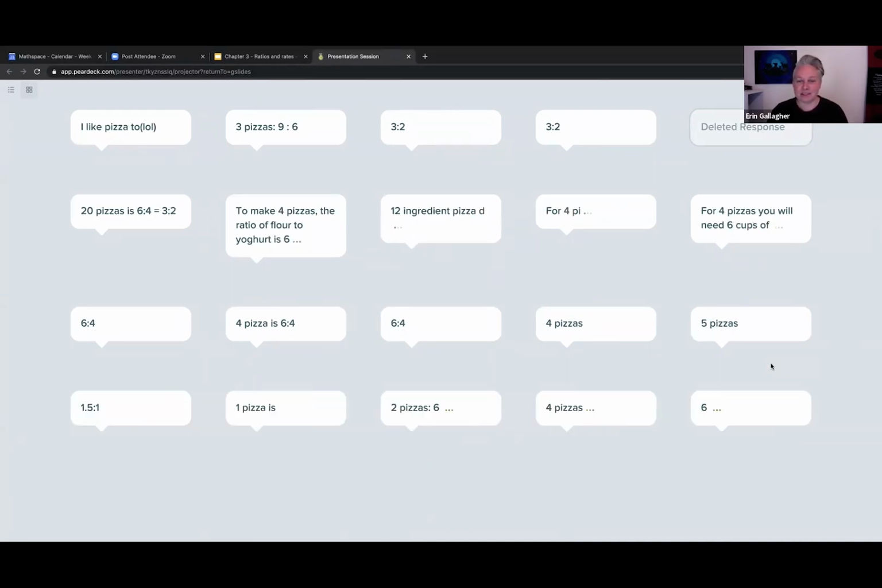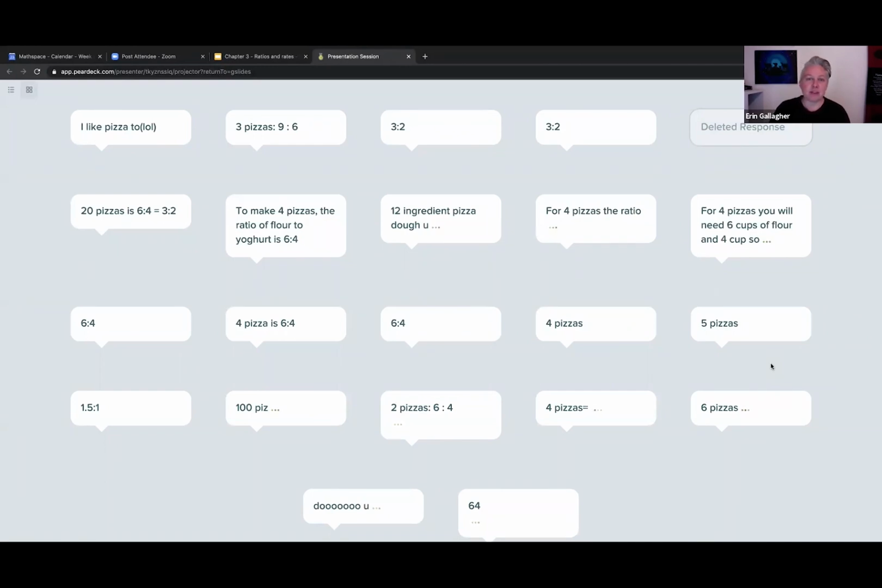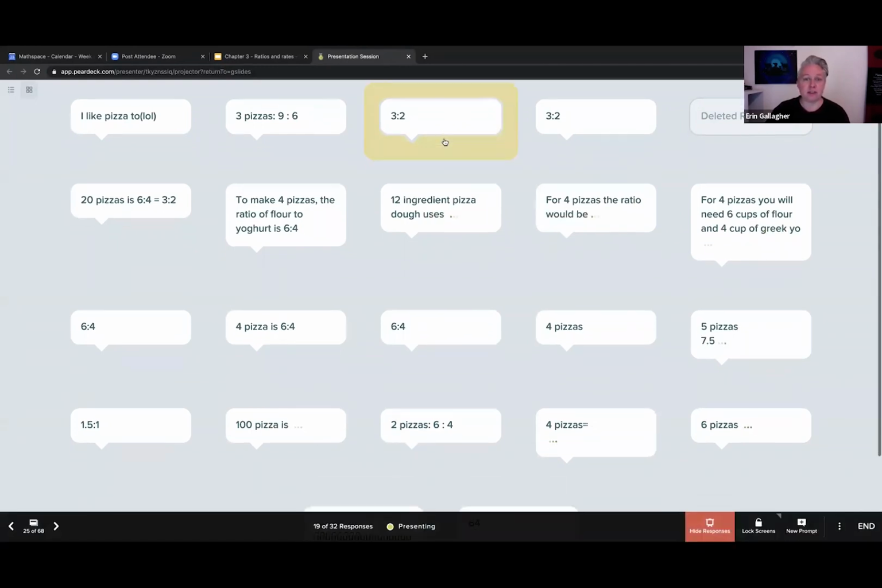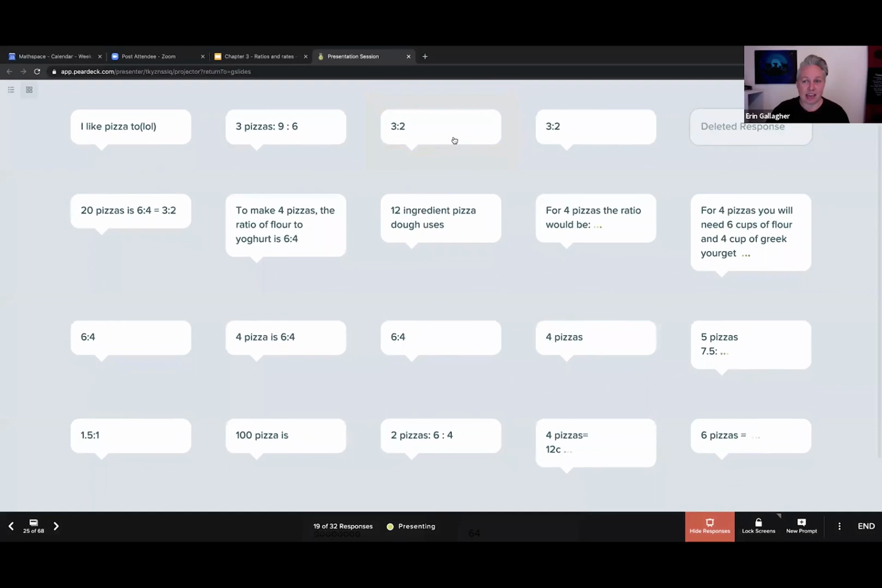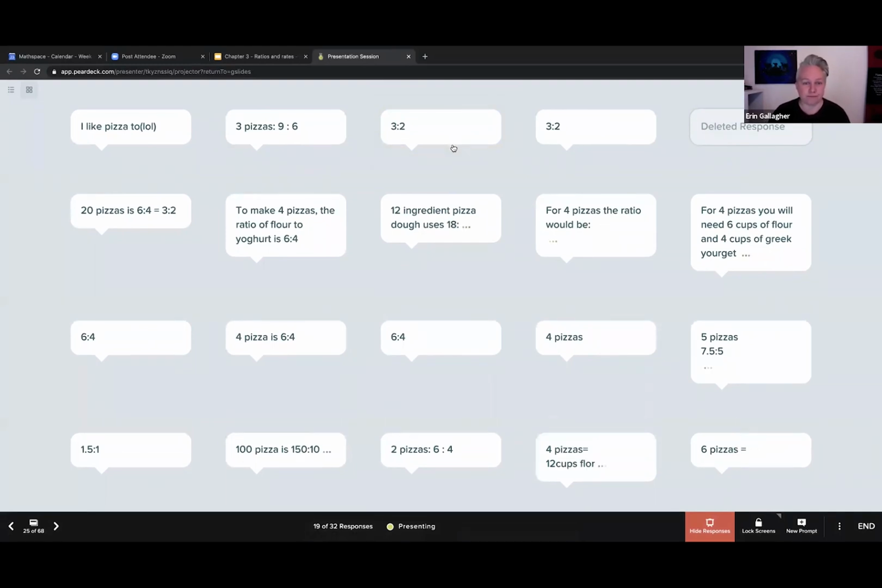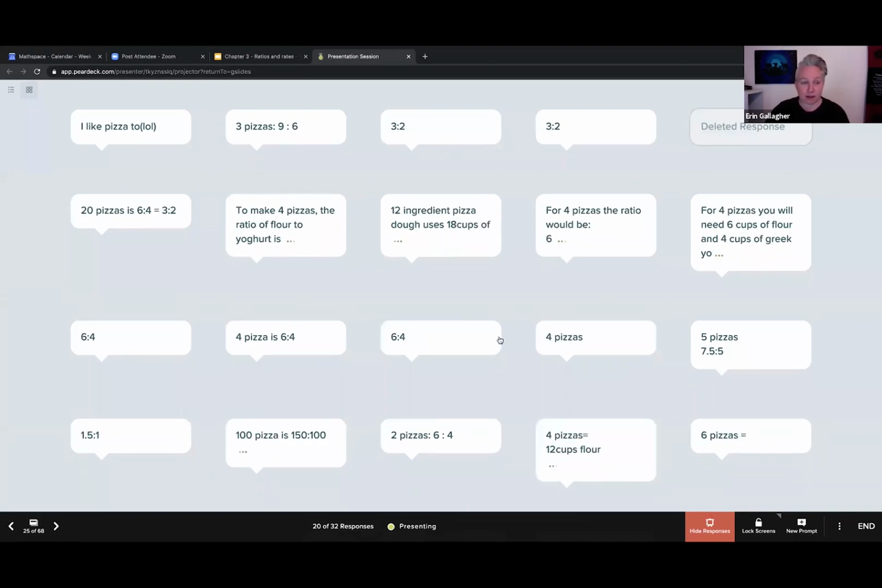Yeah, that's great. We can see some answers coming in. So remember, our original one was 3 to 2. So this is the original ratio. We want something that's the same as that. Something that's the same as 3 to 2. So certainly there are some 6 to 4s there. Absolutely correct. If I make twice the amount, so if I make 4 pizzas, then I'll have twice the ingredients. I would need 6 flours and 4 yogurts. So 6 to 4, great answer.